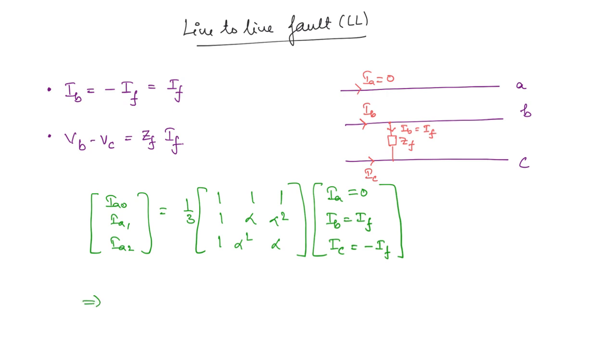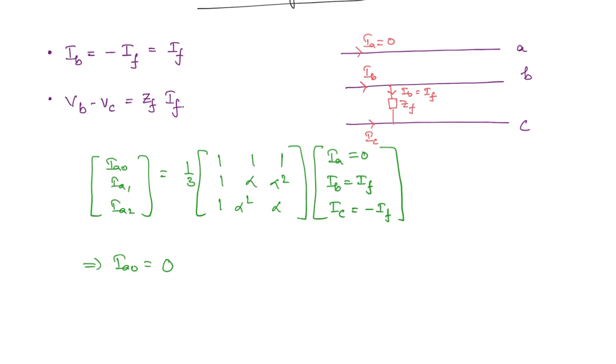So from here what will you get? IA0 is equal to IA plus IB plus IC, which is 0. So there will be no zero sequence current. Okay, so you can see that when there is only a line to line fault, there is no ground fault. So when there is no ground fault, the zero sequence current will not flow. Okay.